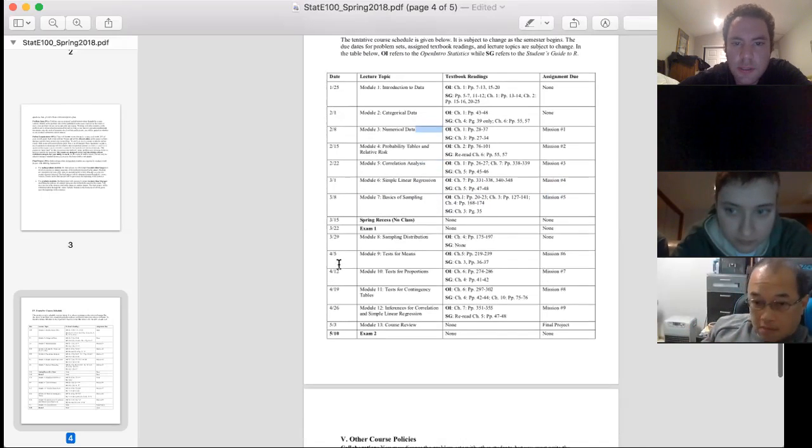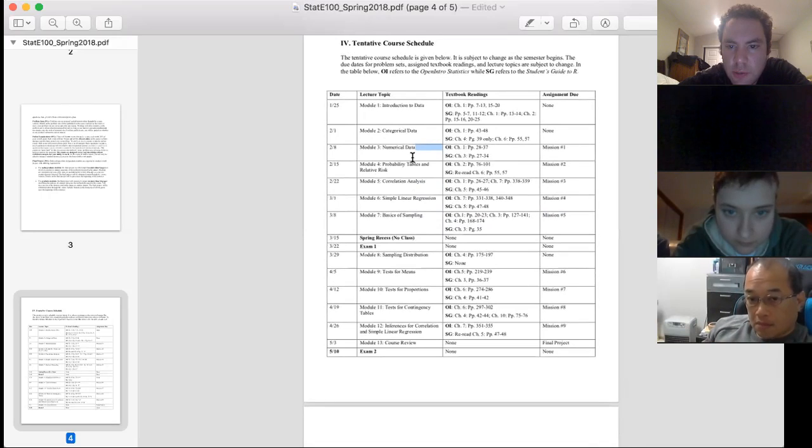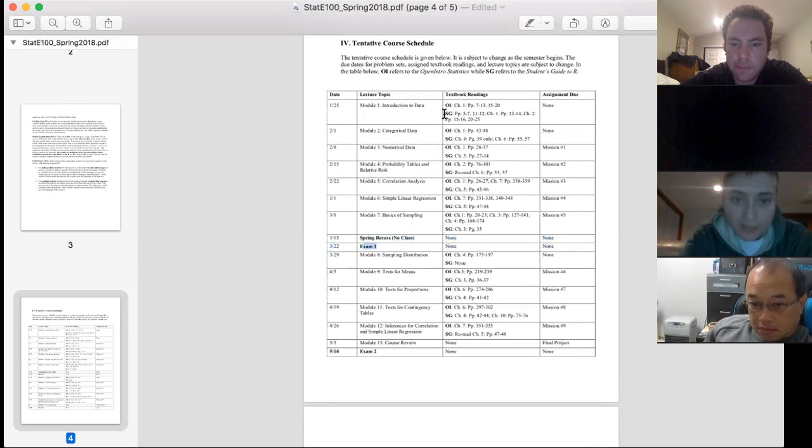So just to give everyone an idea of the schedule. From here on out, you'll have an assignment that will be turned in each week by Thursday. After probability, we'll do correlation analysis, simple linear regression, basics of sampling. You'll have a break for spring break. And then we'll have the first exam, which will cover everything that we covered up until that point.